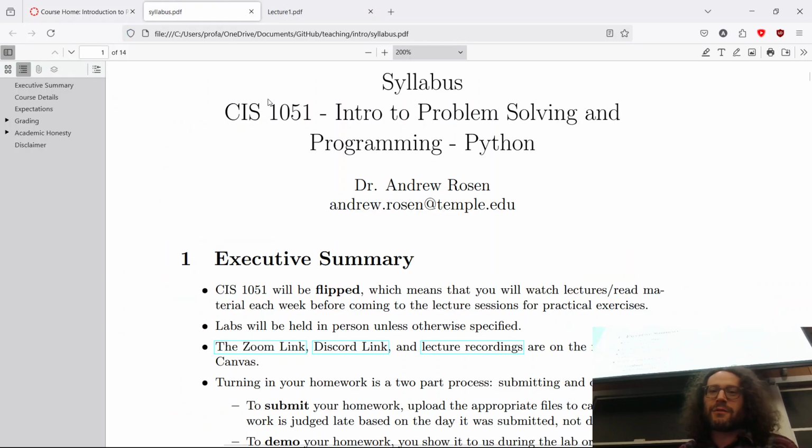So let's go over what this is. This course is mildly flipped, which means that you're expected to watch lectures or read material each week before coming to the lecture session. And most of our lecture is less me dedicated to lecturing and more me dedicated to doing exercises in class, helping you out with learning by doing exercises that will count for credit.